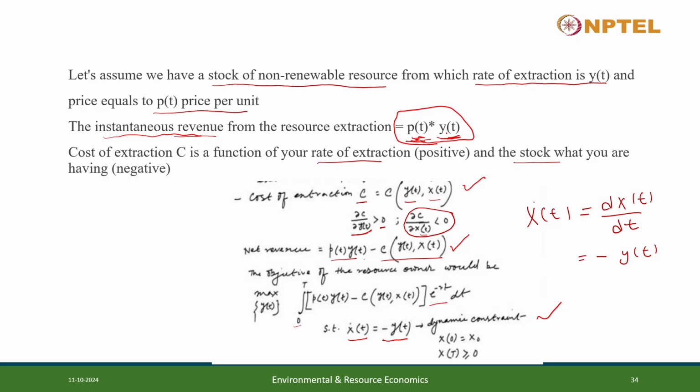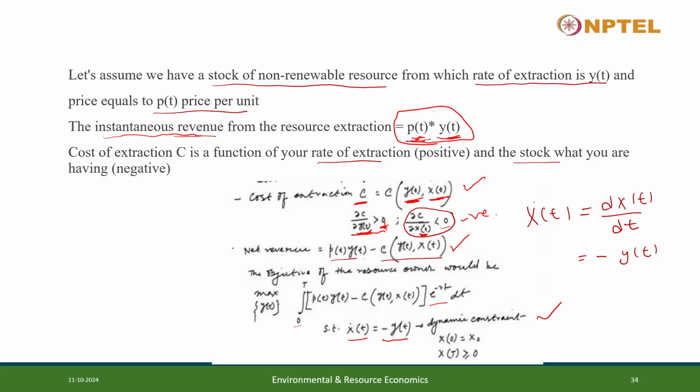So from here you get the revenue you are generating, and you have a cost function, the cost of extraction, which also depends on yt, the rate of extraction, and xt, the stock of the resource, such as coal. The change in cost with respect to rate of extraction is positive, so if you extract more, the cost will be higher. However, if the stock xt is more, then the cost will be lesser, so less than 0. This is a positive impact and this is a negative impact on the cost of extraction.